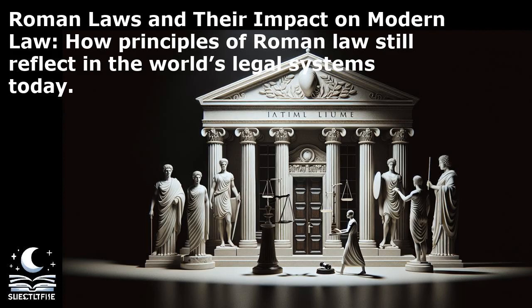Roman law has a rich and fascinating history that dates back to the early days of the Roman Republic. The development of Roman law can be traced through various stages, starting with the 12 Tables, which were the first written laws of ancient Rome dating back to 450 BC. These laws were inscribed on bronze tablets and displayed in the Roman Forum for all citizens to see.